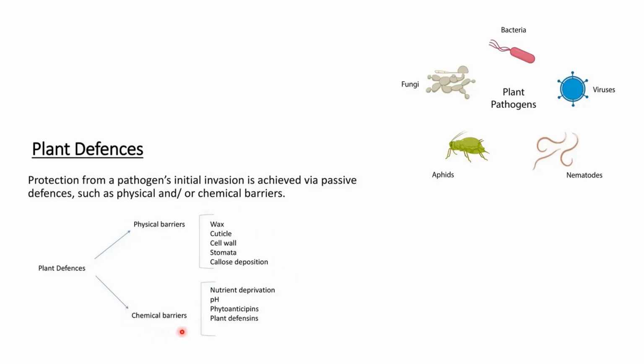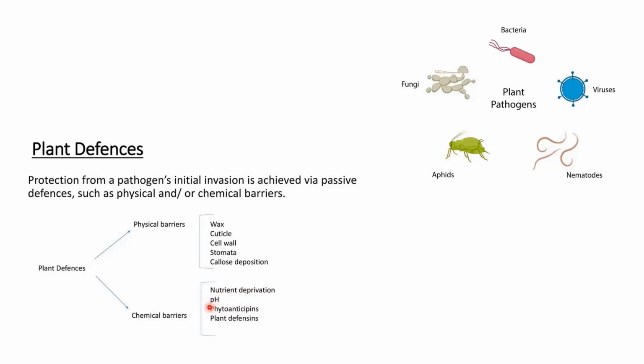Now, what can be the chemical barriers? How can a plant protect itself from pathogens? It protects itself by reducing the nutrients that the pathogen needs. For example, if the pathogen depends on nitrogen, the plant is going to reduce the nitrogen content so that the bacteria dies instantly. Or maybe it can change the pH of its environment, of its body or of the soil, so that the change in pH will ultimately kill the pathogen.